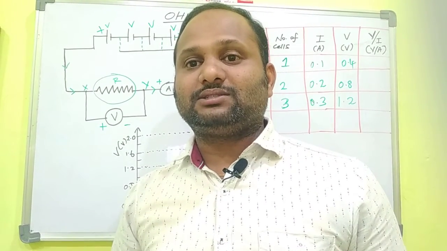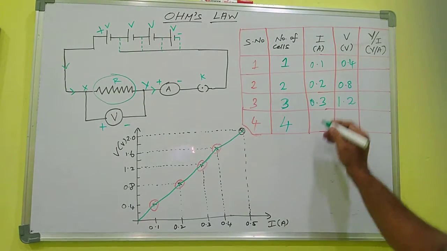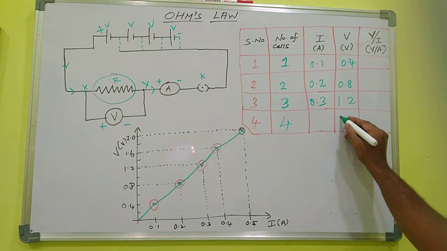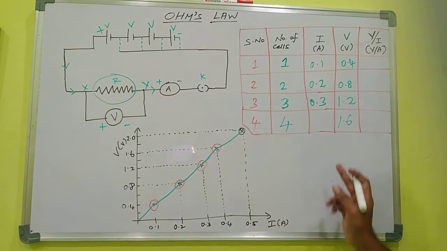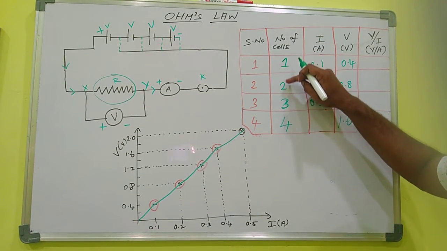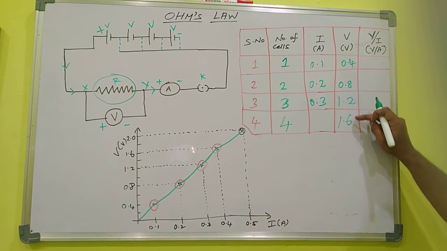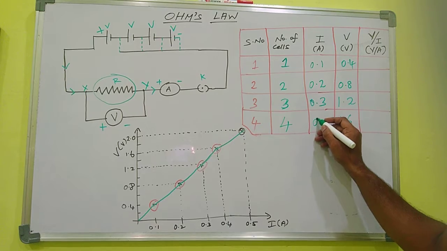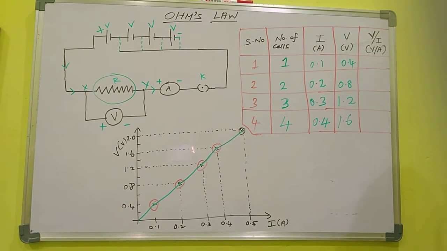The last cell, the fourth cell, is now connected in the electrical circuit. So the number of cells is 4, and the potential difference across the nichrome wire is 1.6 volt. When the cells are included in the circuit, the potential difference increases gradually. When the potential difference increases, the current also increases. Now the current is 0.4 ampere.